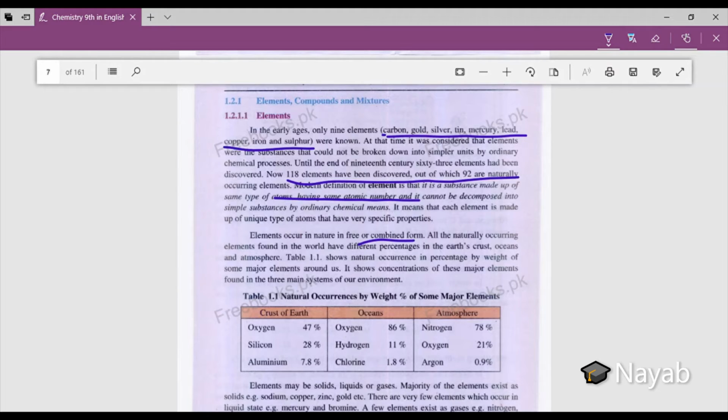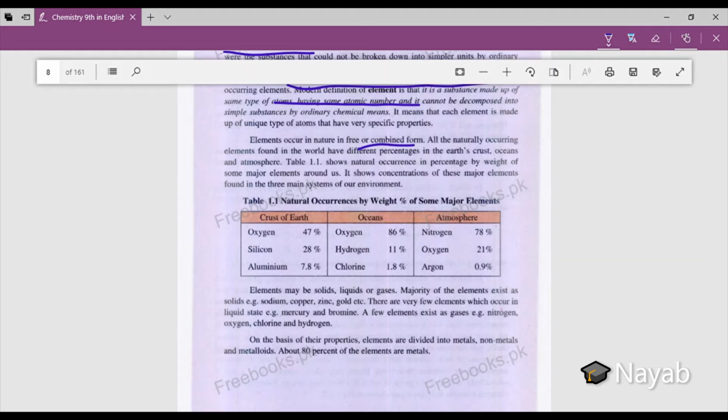Okay, all the naturally occurring elements found in the world have different percentages in the earth's crust, oceans and atmosphere. These three are shown in the table. So let us read the table: the natural occurrence by weight of some major elements. The first one is the crust of earth, the layer where we live; then oceans; and the third category is atmosphere. The percentage of oxygen in the crust of earth is 47%, silicon is 28%, aluminium is 7.8%.